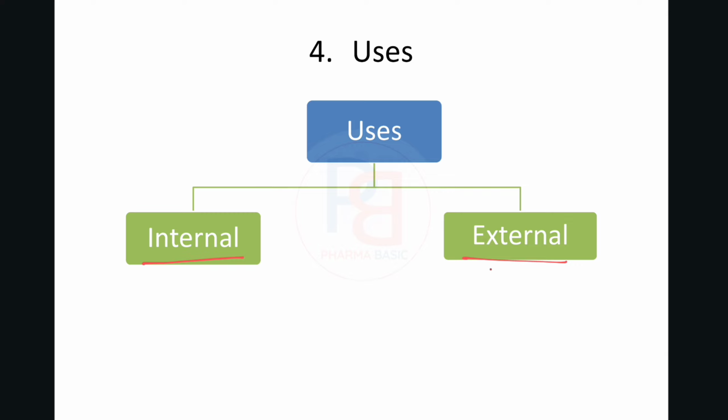Some drugs are used outside of our body, mostly topical drugs. Those are called external dosage forms. Those are ointment, creams, gels, hand wash, shampoo, paste. These are external drugs. So this is the simple introduction to the dosage form and its classification.